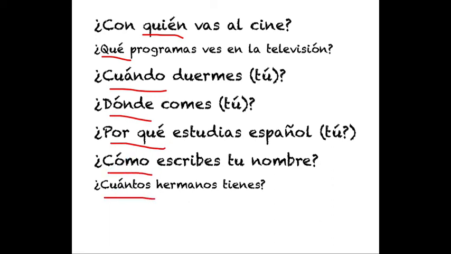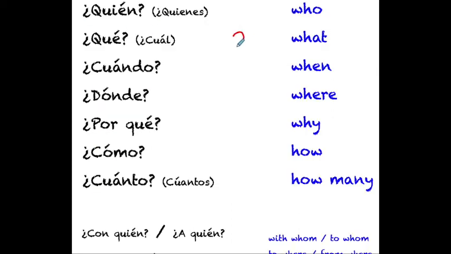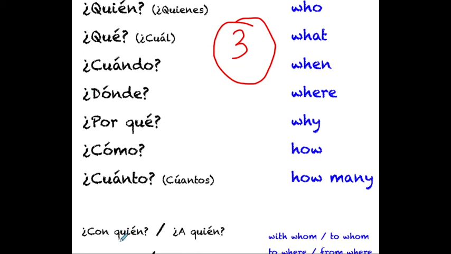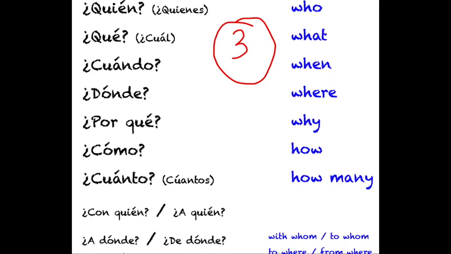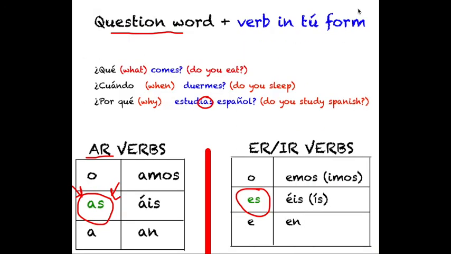Okay? I want you to pick 3 question words. You pick 3 in total, and I want you to write a total of 3 questions using 3 different question words. And remember, you can use here on the bottom con quién, a quién, a dónde, de dónde. But I want you to pick 3 of these, and in Edpuzzle write 3 different questions using 3 different question words in this structure: question word plus a verb in the tú form. Okay?